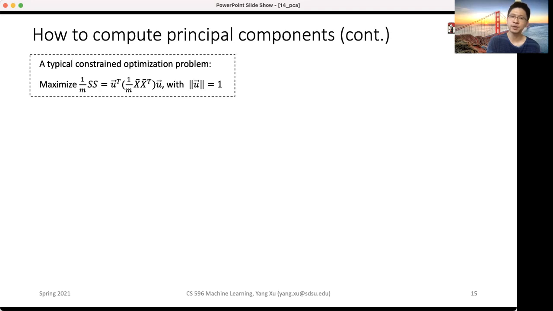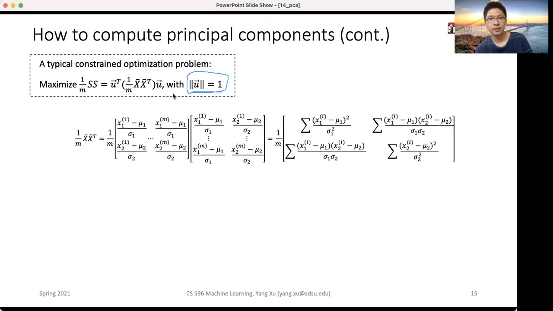So first of all, the constraint is an equation. It's not an inequality, right? Remember, in SVM, we have an inequality as the constraint, so we need to make it a duality problem. But here we don't have an inequality, just an equation. So if it's just the equation, the norm of u equals 1 makes it much easier to be solved with a Lagrangian multiplier method.